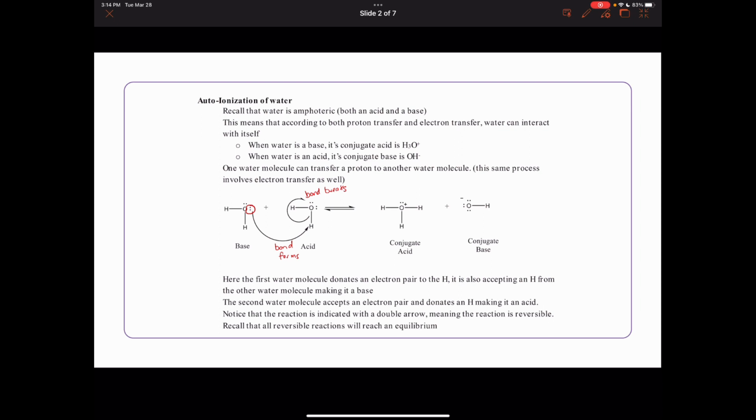So the first water molecule donates an electron pair. As it does so, it's also accepting hydrogen from the other water molecule. So it's both that Lewis base and that Bronsted-Lowry base. The second water molecule accepts the electron pair and in turn donates the hydrogen, making it an acid. Also notice that we used those arrows indicating a reversible reaction. We used our double arrows. Recall that all reversible reactions are going to reach an equilibrium.